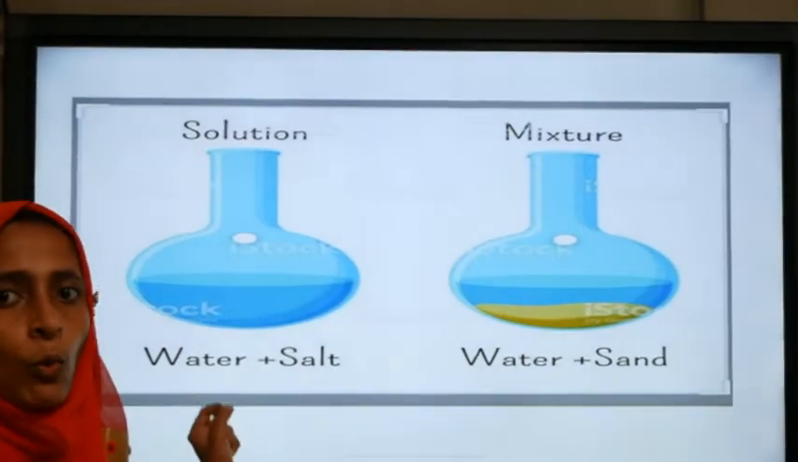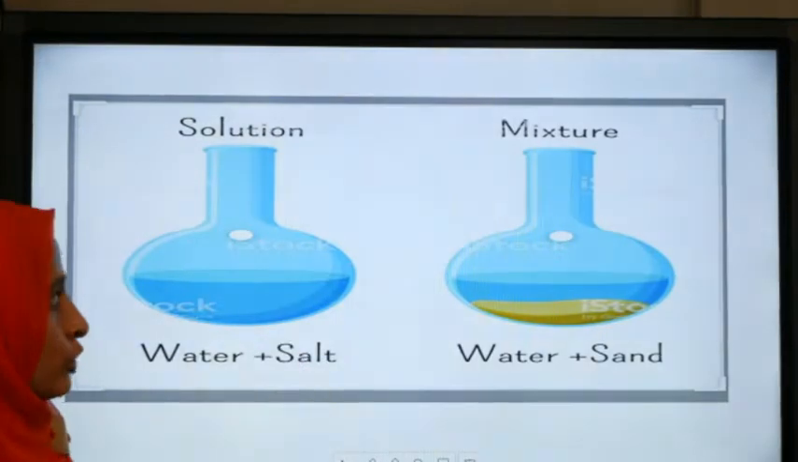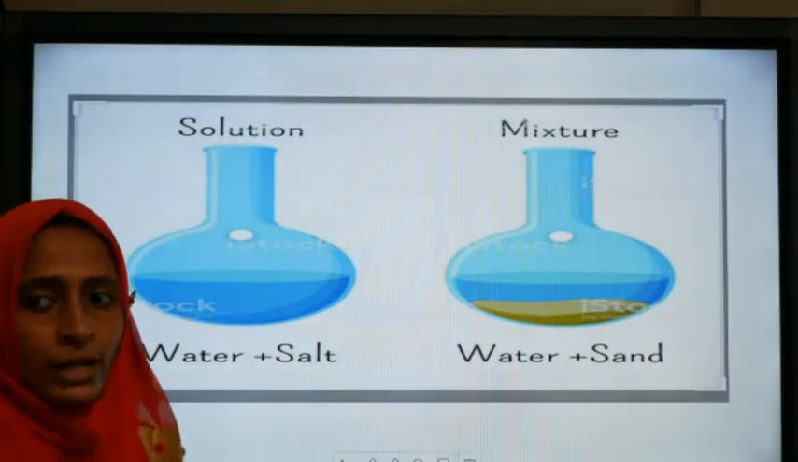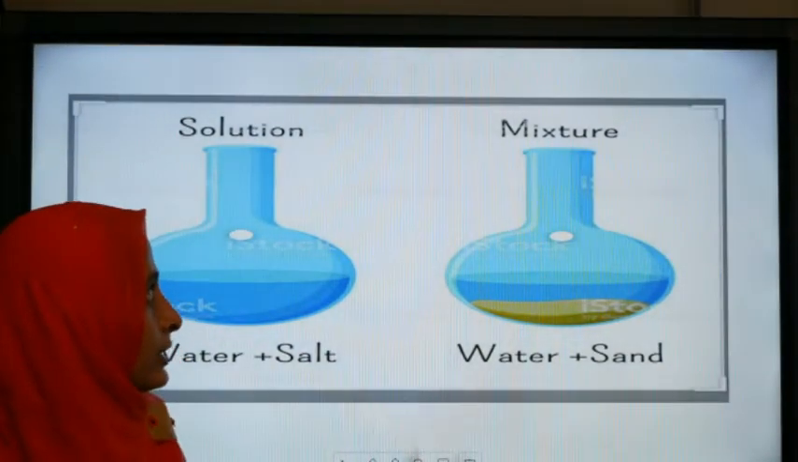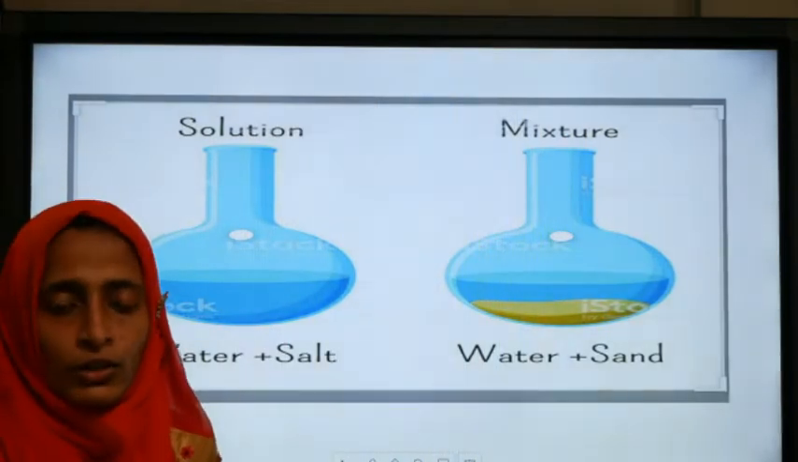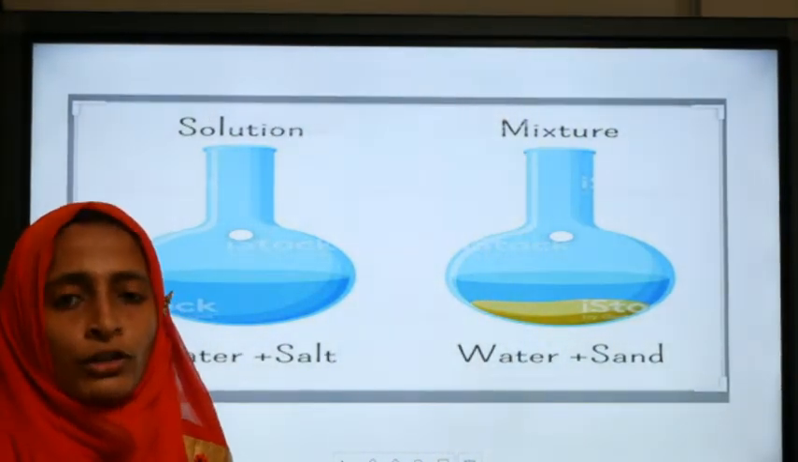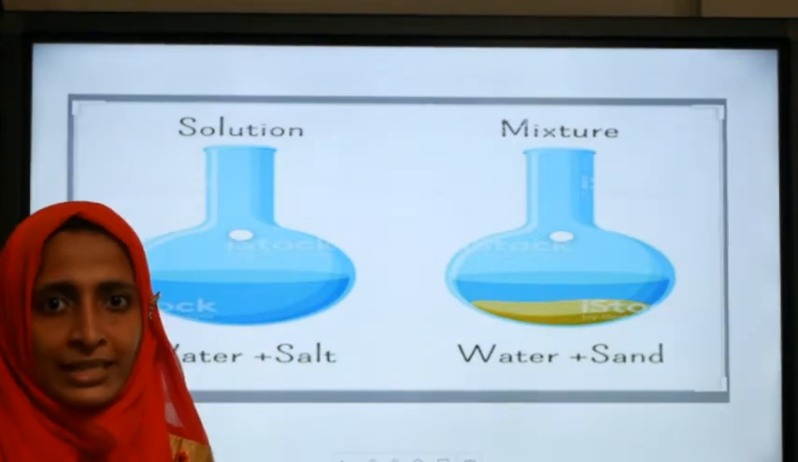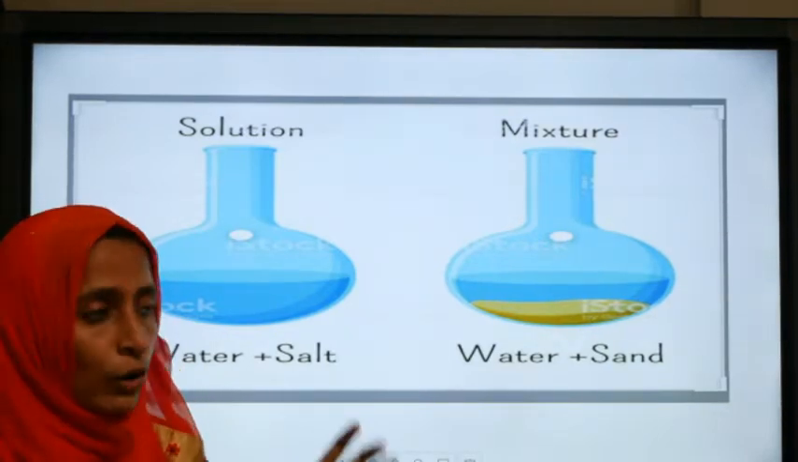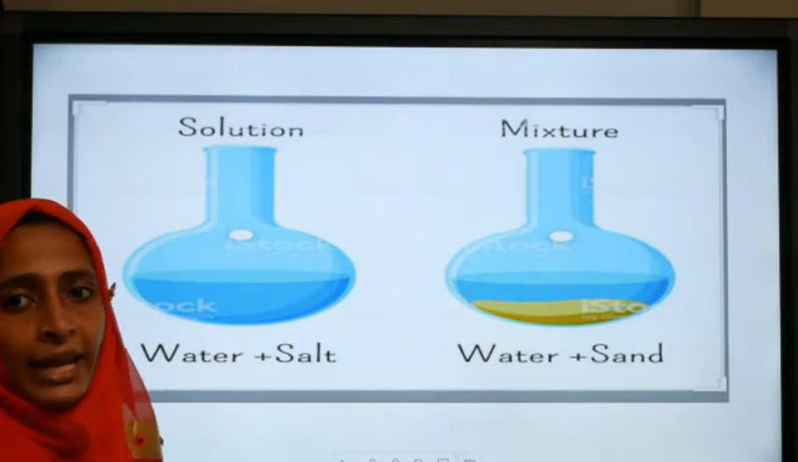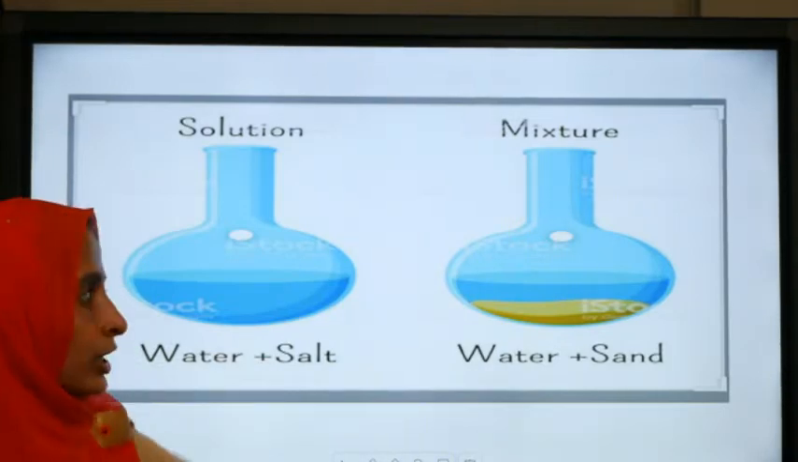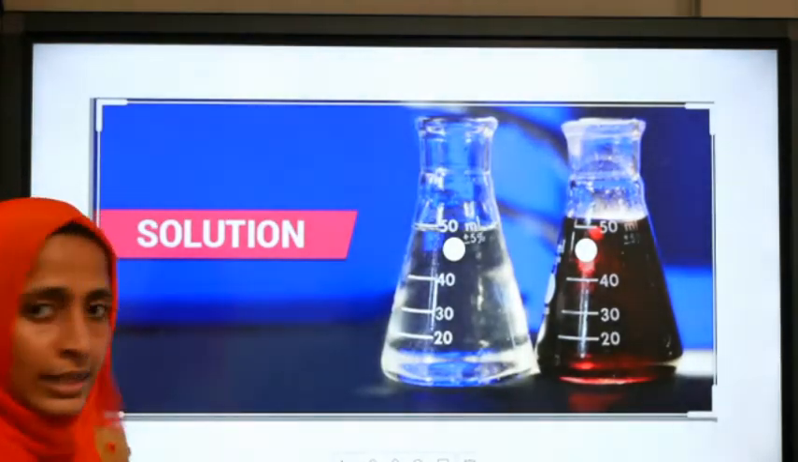The mixture of water and salt is called a solution, whereas the mixture of water and sand is only called a mixture. It is not called a solution, as it does not dissolve. Only soluble substances form a solution. We are going to learn more about solutions in this class.